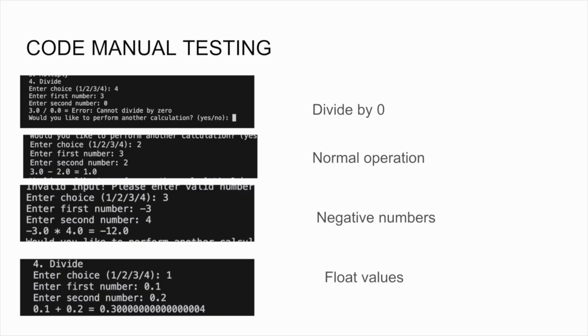And after getting the code, I'll try to manually test it with all possible inputs. So one is divide by zero, a normal typical operation, negative number testing, and then float value. All these were correct except the float value. So I'll try to check if the Cursor AI gives the same error or a difference in the float value.